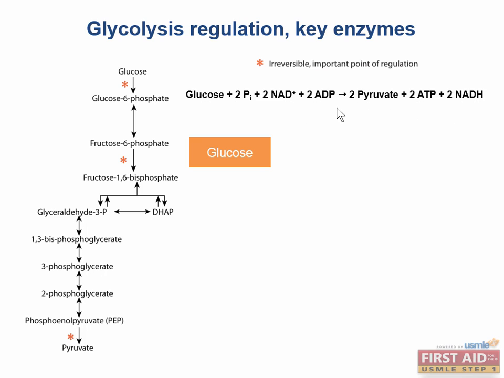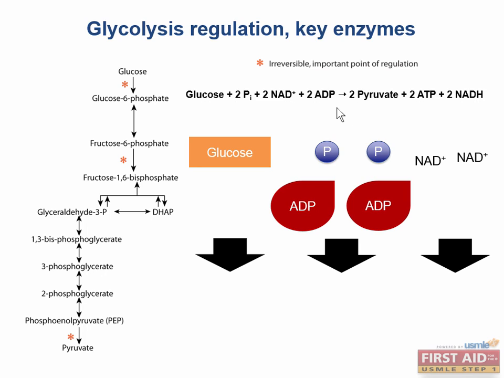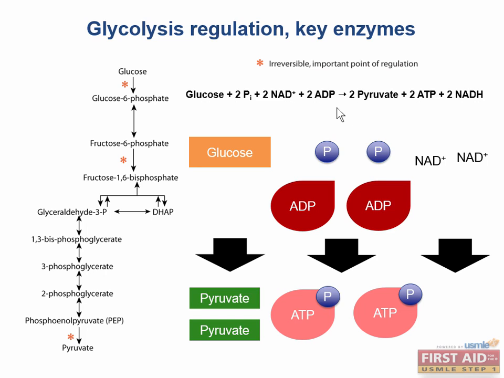What we're going to do is start off with a molecule of glucose, 2 inorganic phosphates, and 2 ADP, as well as 2 NAD plus electron acceptors. We've already talked about those. And we're going to undergo glycolysis, and we'll end up with 2 molecules of pyruvate, 2 molecules of ATP, 2 NADHs, hydrogen, and water.